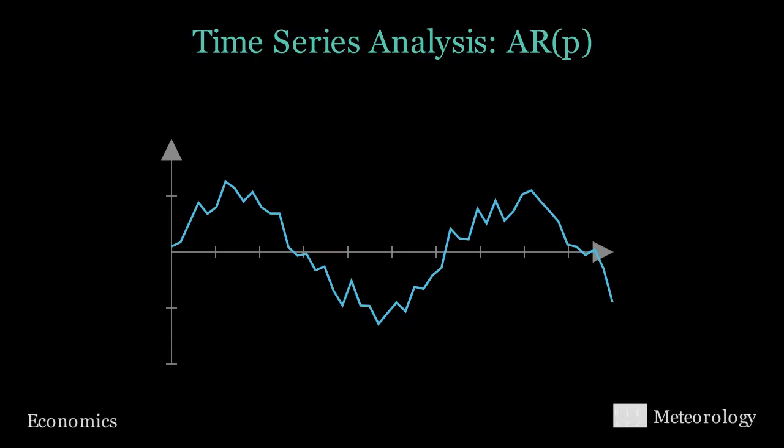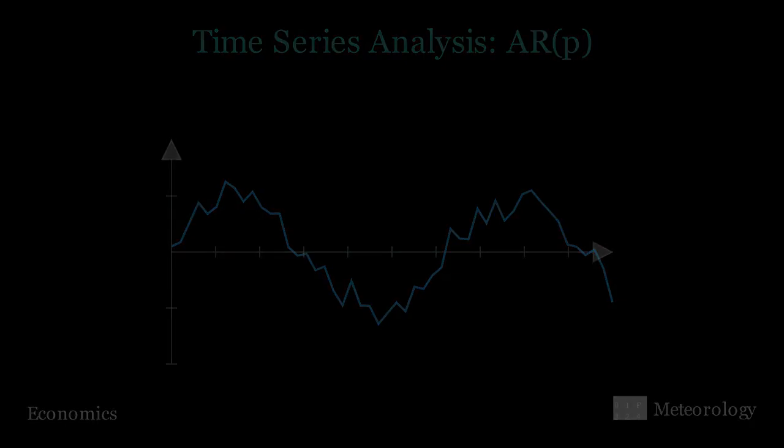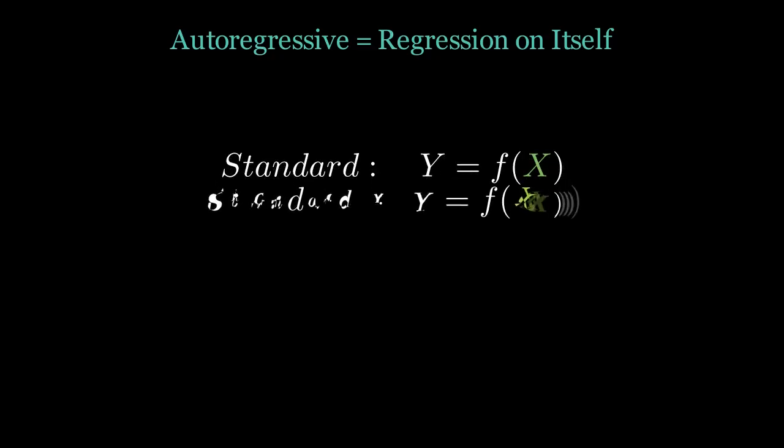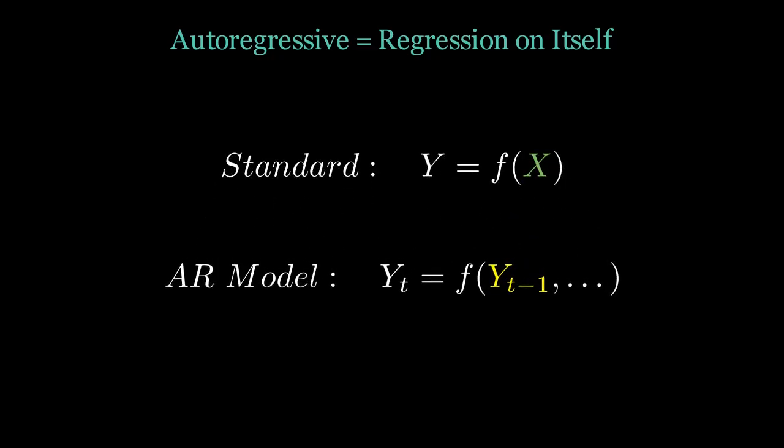At its core, autoregressive means a regression on itself. In a standard regression, we predict a variable y using some external variable x. But in an AR model, we use the past values of y to predict its future. The p in AR(p) represents the number of lags, how far back into the past we are digging to find patterns. Let's start with the simplest version, the AR(1) model.